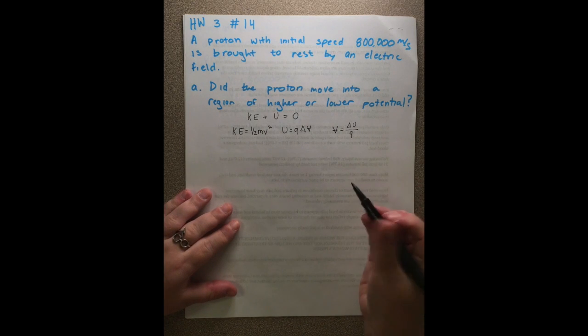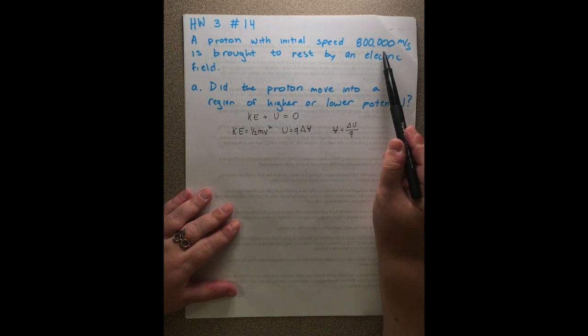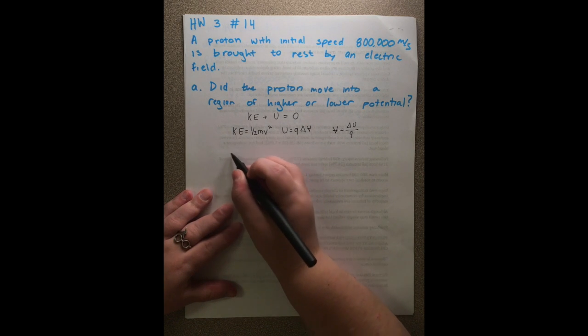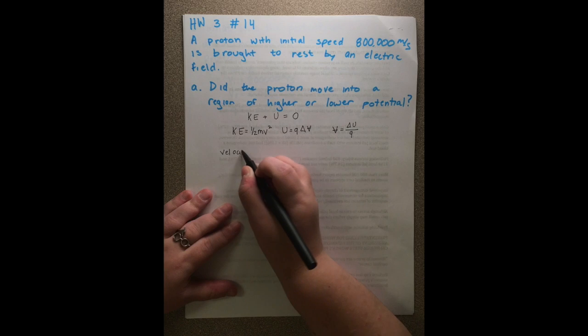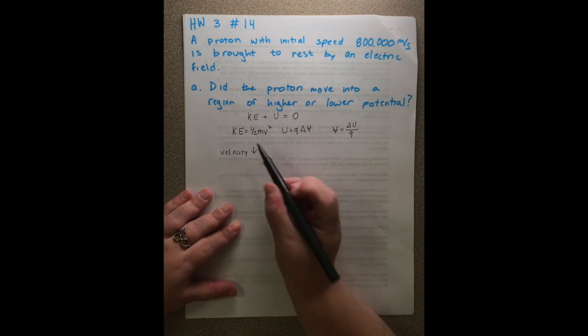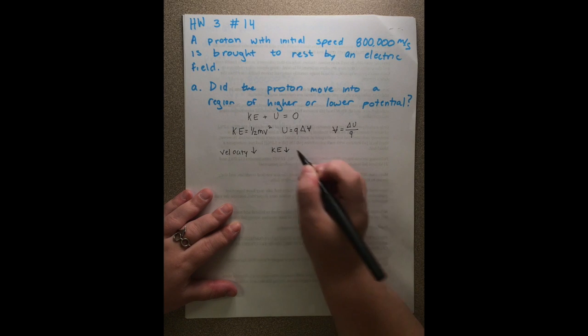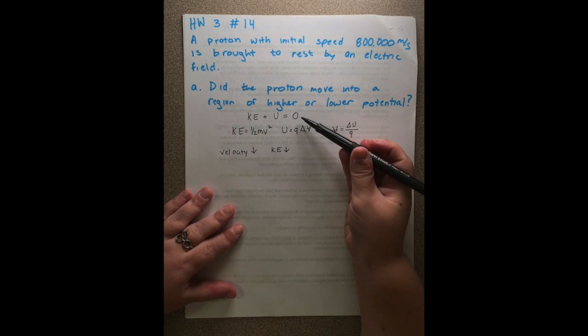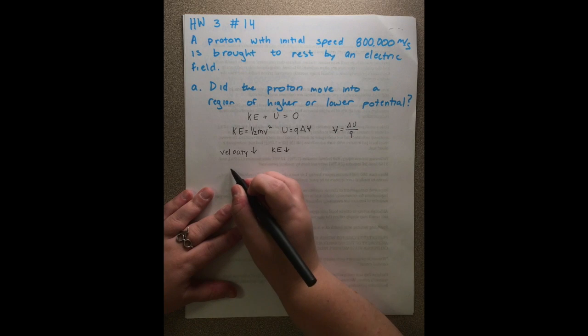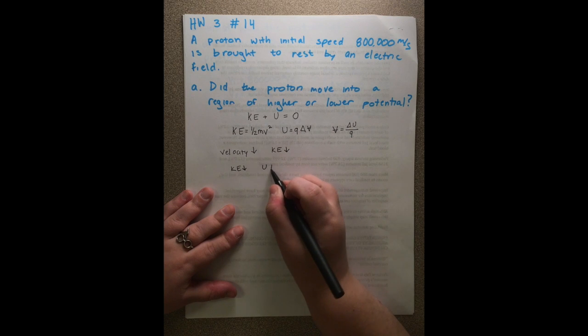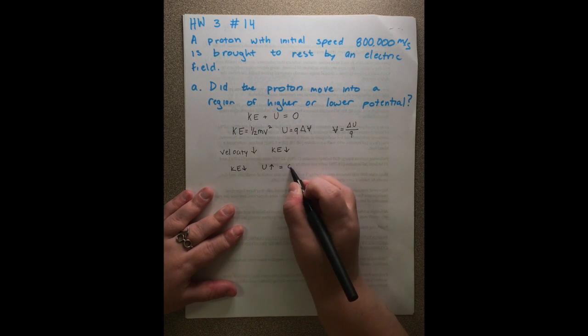So since we know that the velocity of this proton is decreasing, that tells us something about the kinetic energy. So the velocity is decreasing, and since kinetic energy and velocity are directly related, we know that that means the kinetic energy is also decreasing. From that, we go back up to this equation, and we know that if kinetic energy decreases, potential energy must increase in order to maintain that 0.